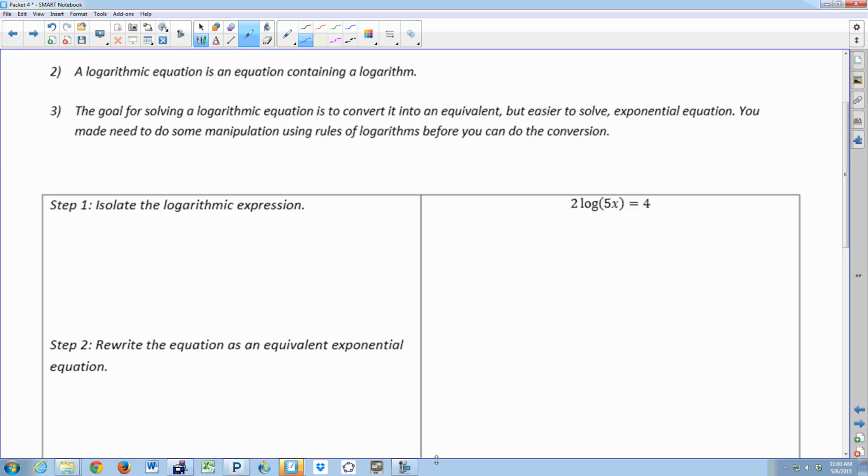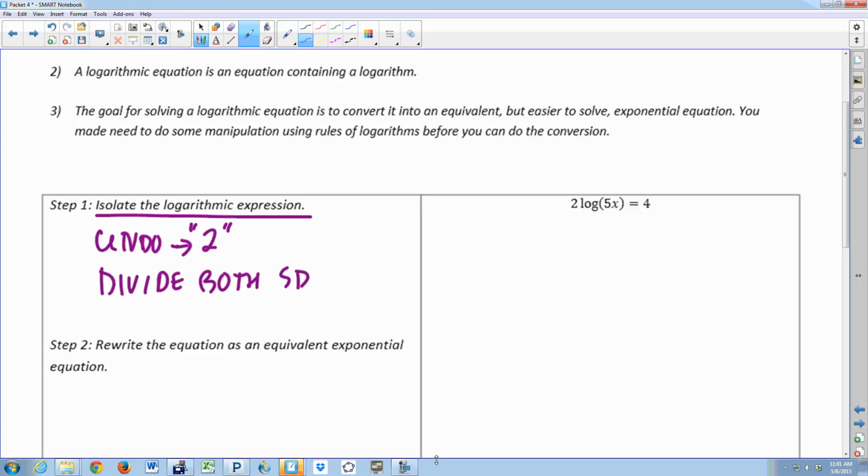But if we take a look at this equation, you want to solve for x, and just like you always want to do, you want to isolate your expression with the log in it. That means you just want to have log 5x all by itself. So how are you going to undo the multiplication of 2? How do you undo that 2 in front? Divide, right. So you're going to divide both sides by 2. So you do that, you divide both sides by 2, and you get log 5x equals 2.